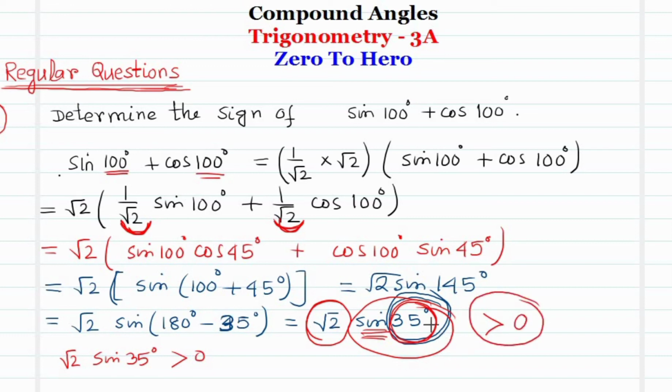So determine the sign of this. What is the sign of this? Sine 100 degree plus cos 100 degree is always greater than 0. That means it is always positive.